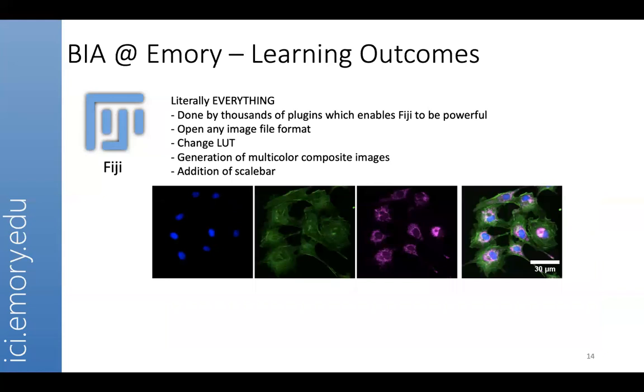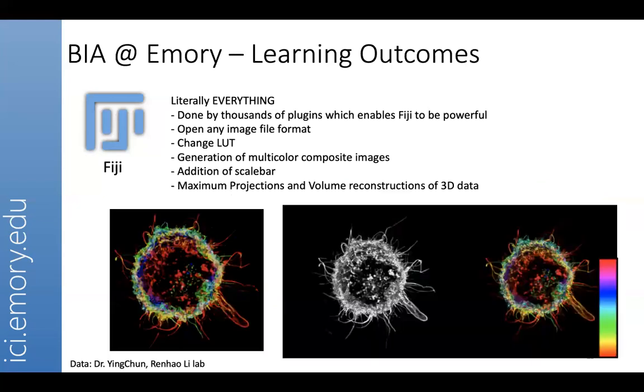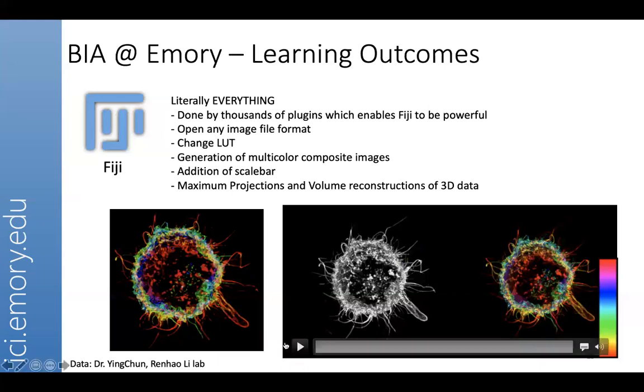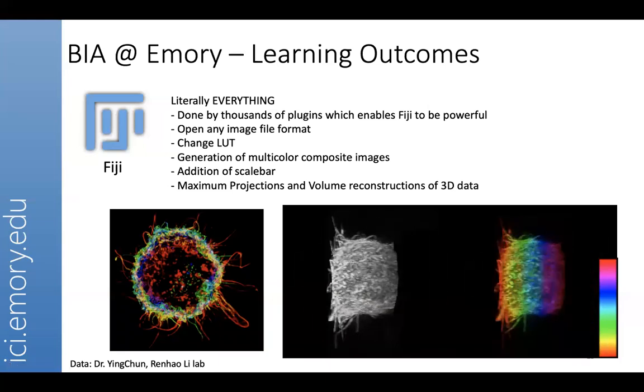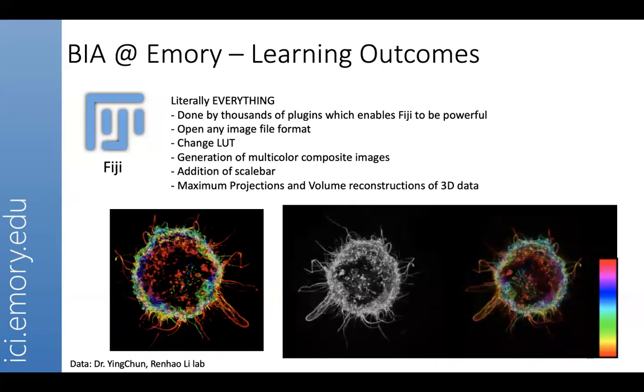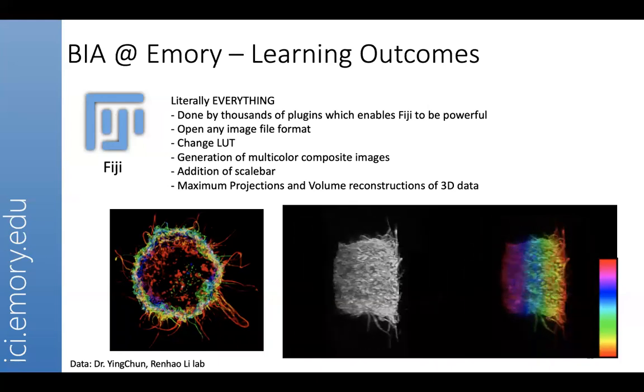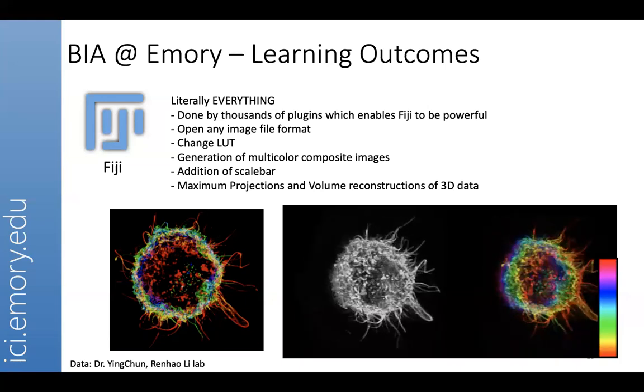We will be looking at how to generate composite images and the addition of scale bars. These are really basic things. If you have a three-dimensional data set with lots of Z sections in it, right, and you want to generate a maximum projection, we will look at different plugins that let you do nice maximum projection constructions. You can also generate very basic volume reconstructions of your 3D data set, and also assign a lookup table which gives you different colors for different Z planes for your images. Okay.